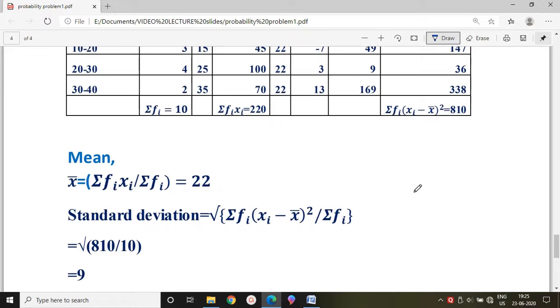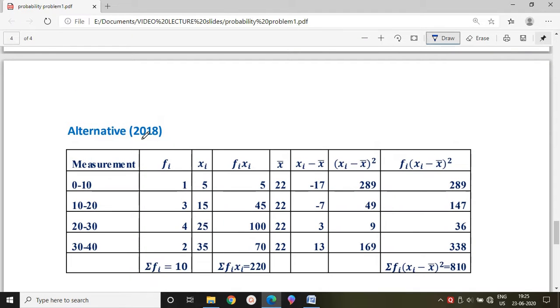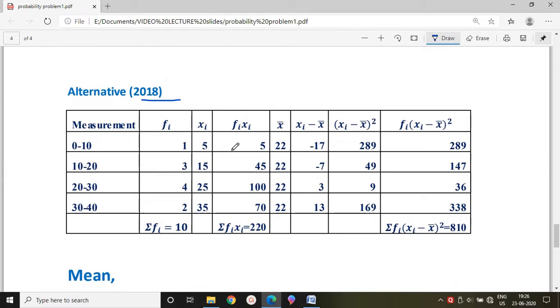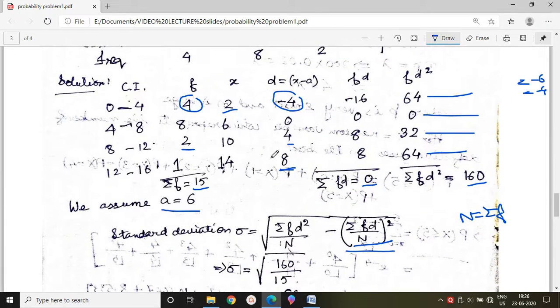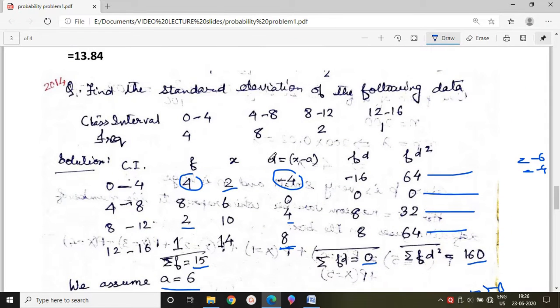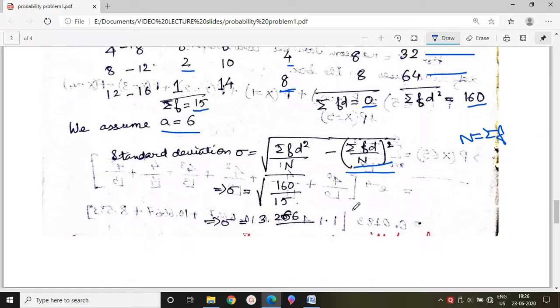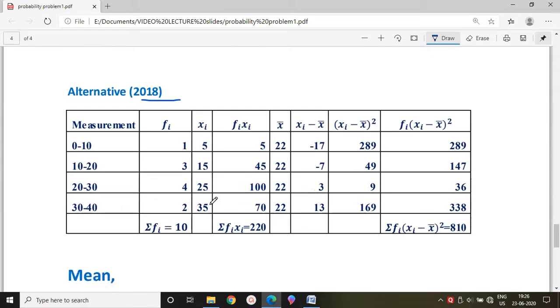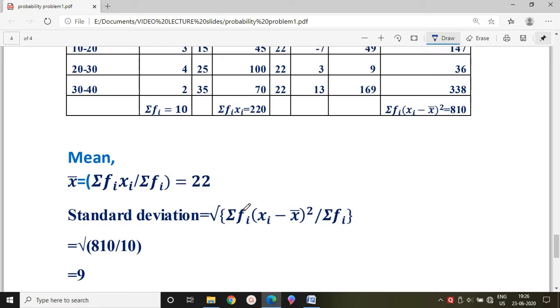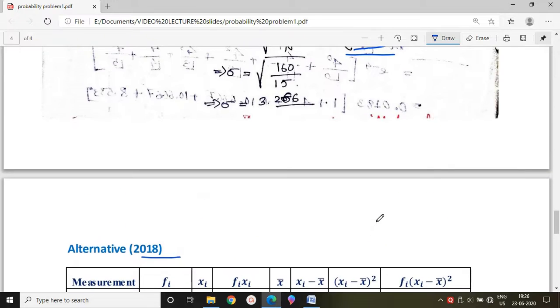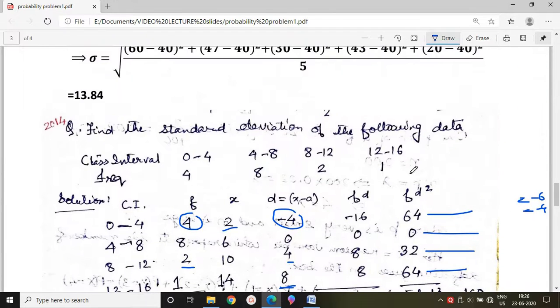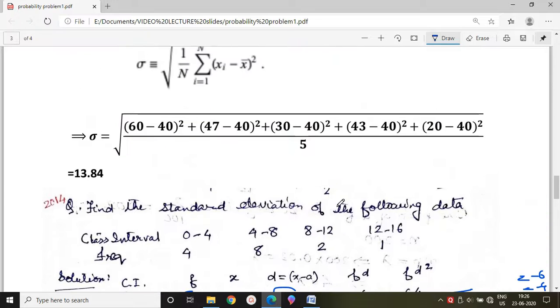That is your answer. This alternative arrangement which I have shown here, you can also use. Here the data values were small, so the calculation was not large, so I used this. And here, this 2014 problem, you can try as an exercise directly by this alternative, that is this direct formula, square root of sum over fi xi minus x bar square by sum over fi. You can try it directly, and this is your compact formula.